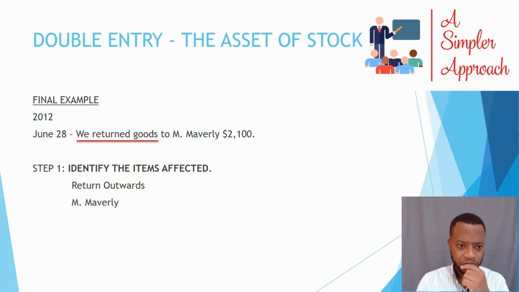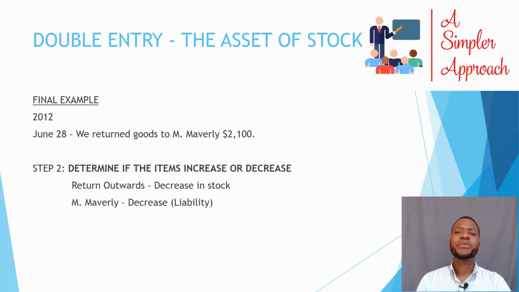Okay, cool. So straight away we can see here that the first item affected is returns outwards. Second item, who did we return goods to? M. Maverly, 2,100. And that would be the second item affected. So that takes care of step 1. Step 2, determine if the items increase or decrease. Returns outwards would signify a decrease in stock because we are sending back stock to our suppliers. So stock is going down. Okay? So that reflects a decrease.